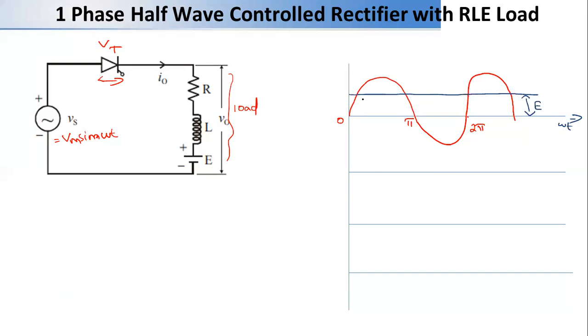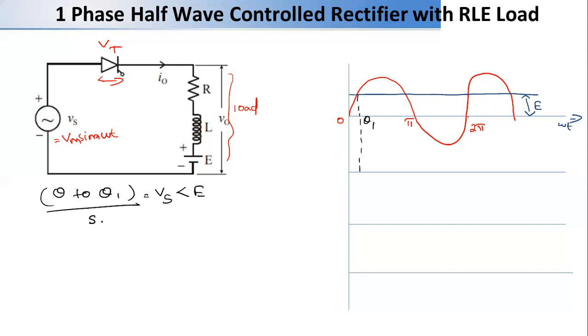Here we can see that from 0 to some angle, let's call it theta 1, the input voltage source Vs is less than the DC voltage source E. In that case, the output voltage will be E itself, because the thyristor is reverse biased here. The SCR is reverse biased.